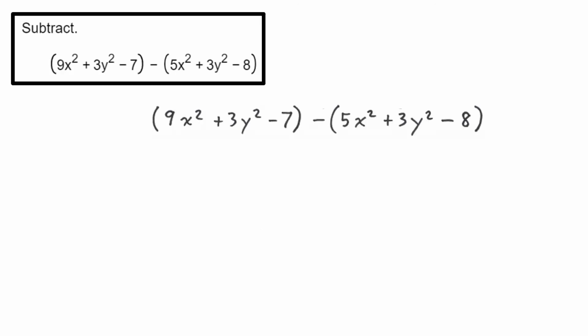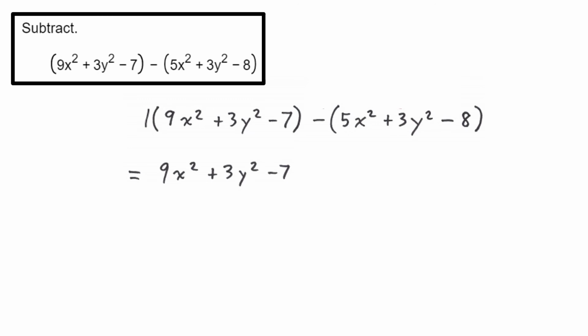Subtract. To begin with, since there is nothing in front of the first set of parentheses, we can simply remove them. Or you can think about it as having a 1 in front that you are distributing. So the first product, 1 times 9x squared, simply gives us 9x squared. The 1 times the 3y squared also stays the same, as does the 1 times the -7.